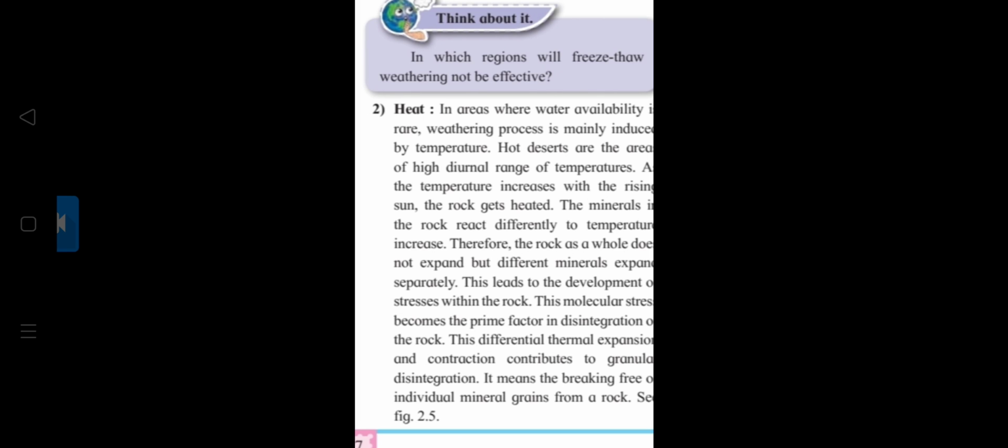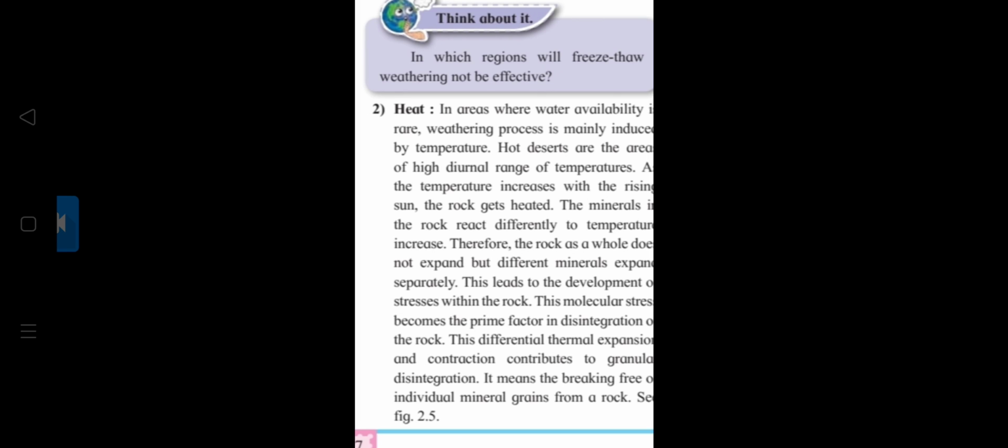The next point we are going to talk about, after salt, is heat. In areas where water availability is rare, so you hardly find it, the weathering process is mainly induced. Induced over here means brought about by temperature. Hot deserts are the areas of high diurnal range of temperatures. What do you mean by diurnal? Basically the difference between the day and night temperature, or the minimum and maximum temperatures. That is the diurnal range of temperatures.